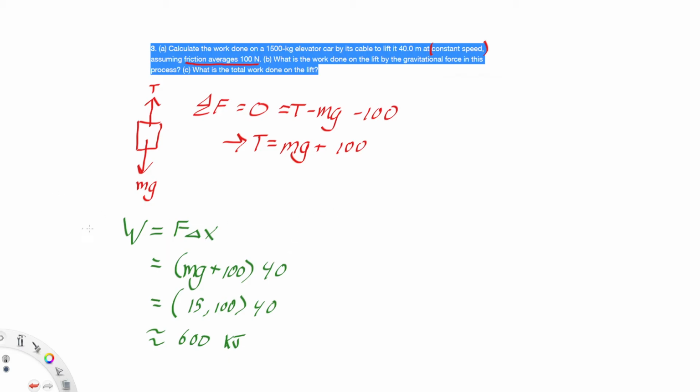And so this is work done by tension. So the work done by gravity might start exactly the same, except the weight is pointing downward, right? So it's 180 degrees different from the displacement. So if the displacement is positive, then the weight must be negative. So we have minus, and so this is approximately negative 600,000.